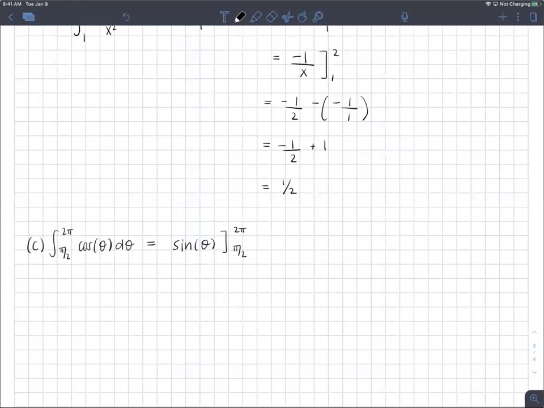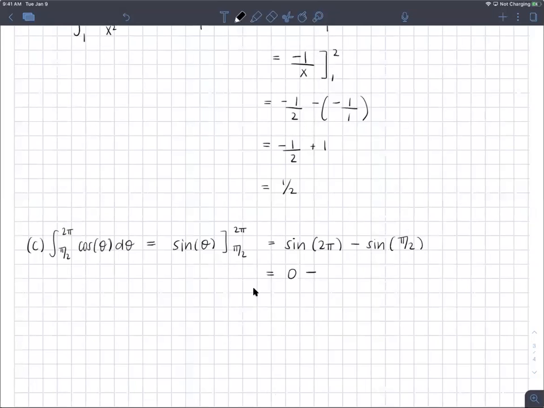And so you're just going to have sine of 2 pi minus sine of pi over 2. What is sine of 2 pi? You guys remember? Try picturing your, yeah, it's 0, right? So you're going to have 0 minus, and what's the sine of pi?